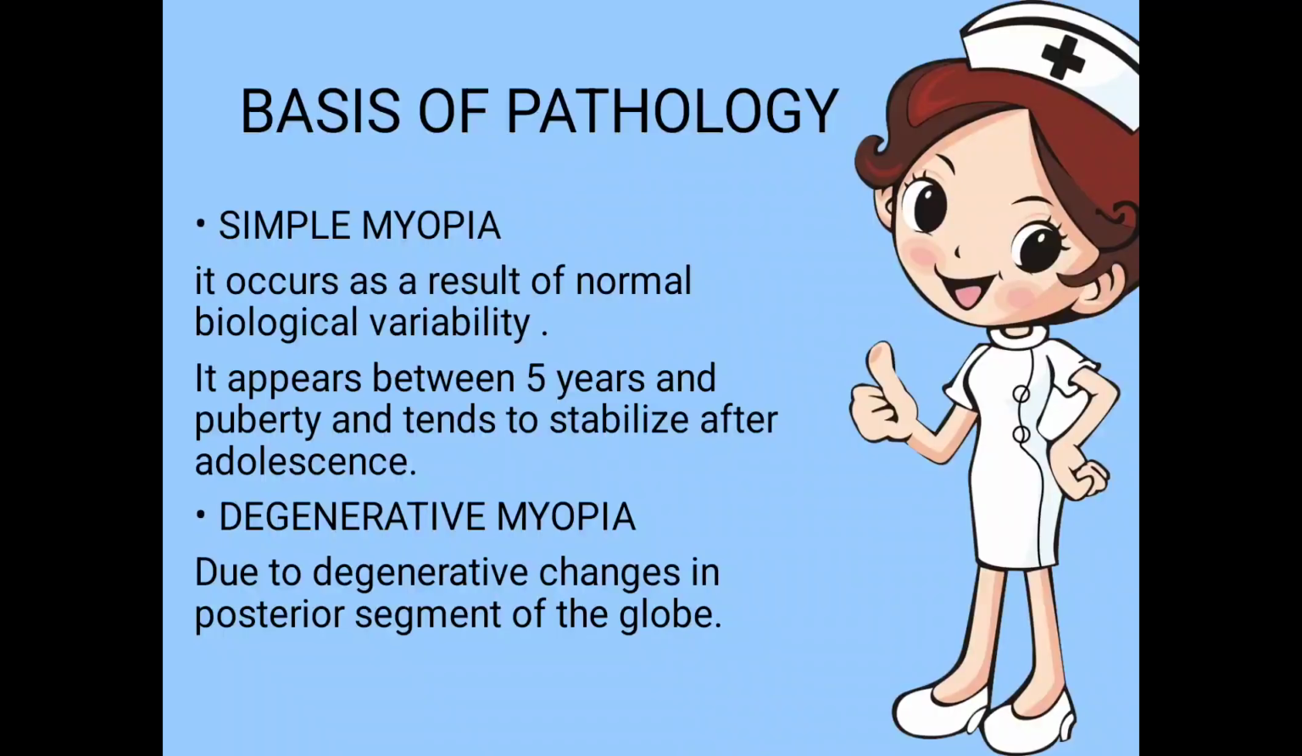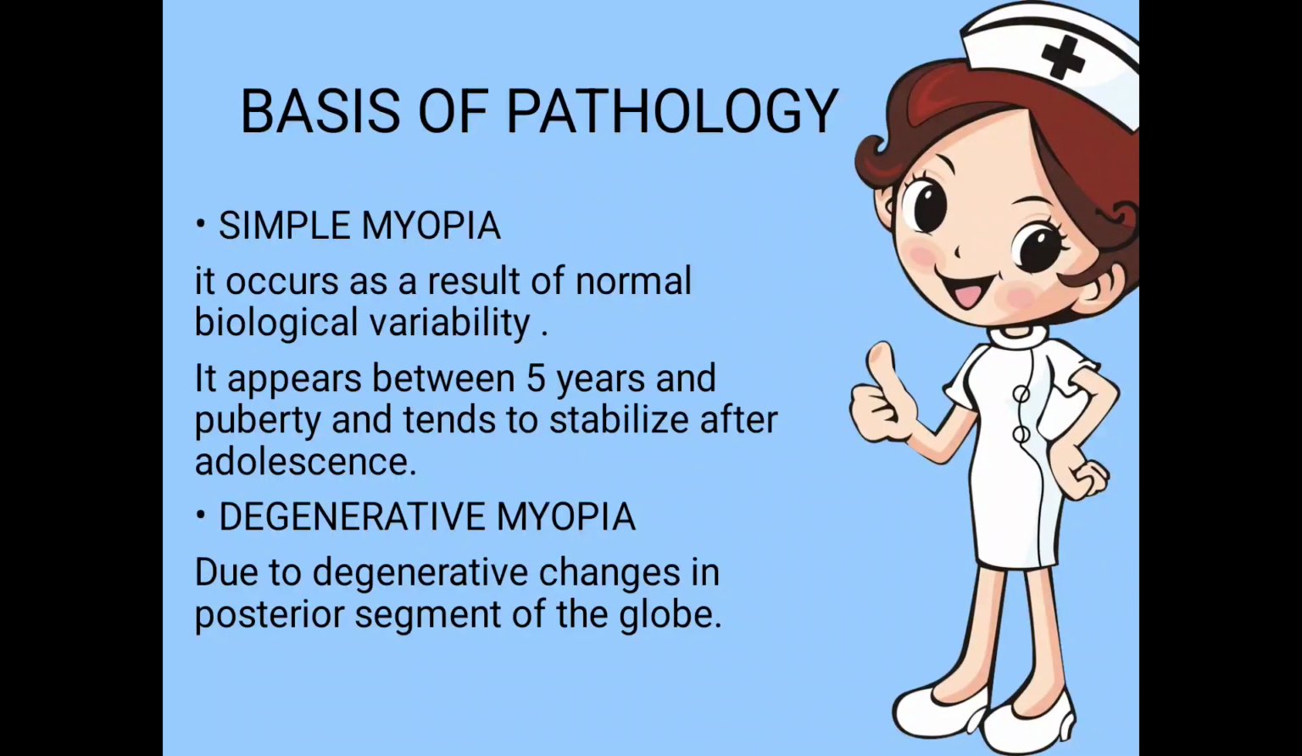It appears between 5 years of age. It begins from the age of 5 years to puberty, meaning 5 to 12 years of age. We can identify that the patient has myopia, and it becomes stabilized after the age of adolescence. It keeps on stabilizing, and as the growth of the body stops, it becomes stabilized.